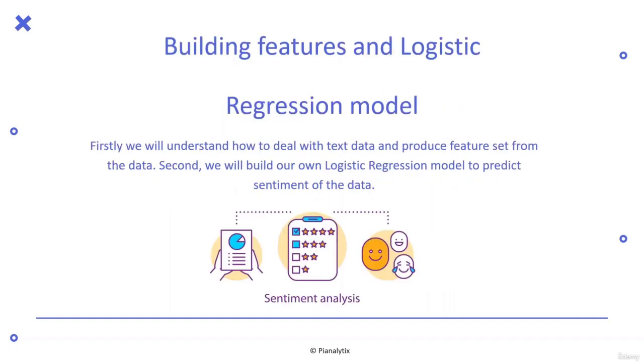So first, we will build features from our text data, as ML models can't have strings as input, meaning we can't directly use text data. Second, we will build a logistic regression model. That won't be the class that we use in sklearn, but our own logistic regression model to predict sentiment in the data.